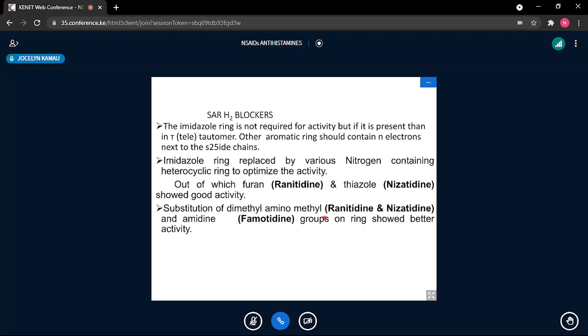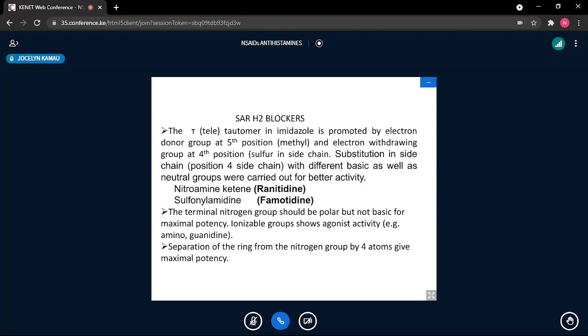Some of these things, remember, are done during the clinical trials, to see which group will be responsible for maximum activity.